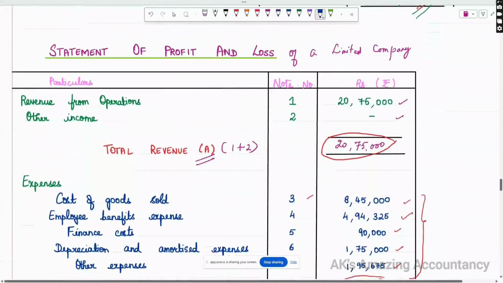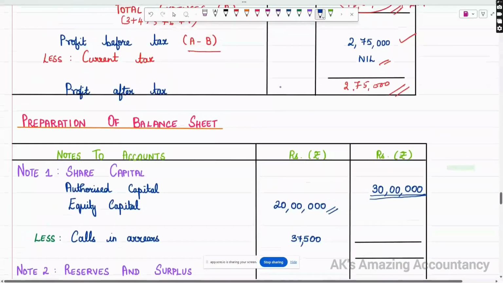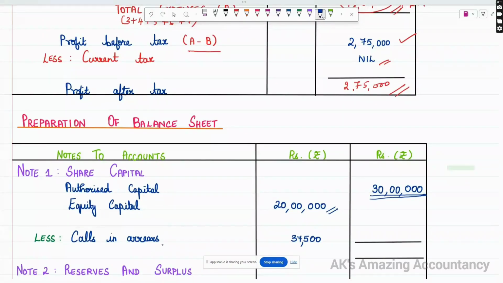So enter subscribed and fully called up capital, which we are entering as 20 lakhs here. And since we have calls in arrears in this problem, calls in arrears will have to be deducted. So from subscribed and fully called up capital of 20 lakhs, deduct 37,500, which is calls in arrears.